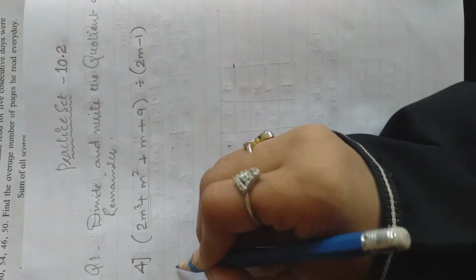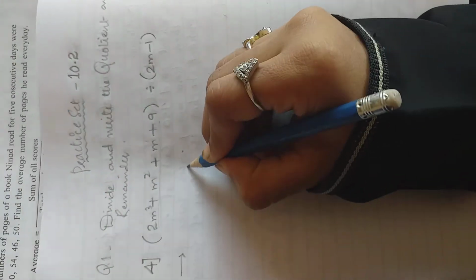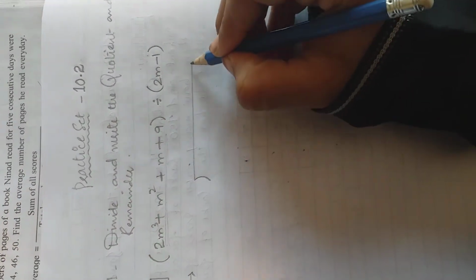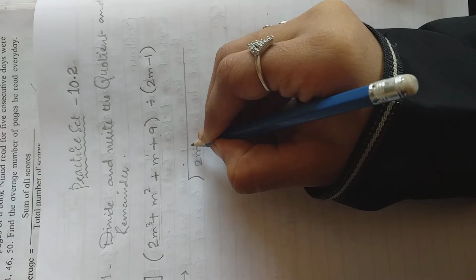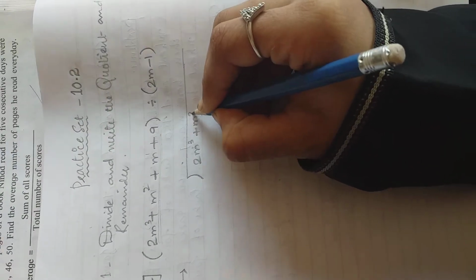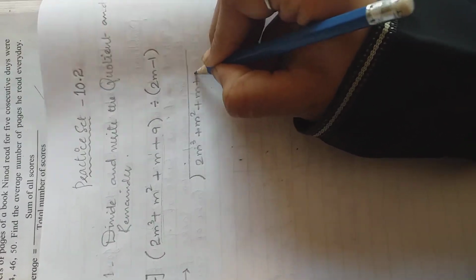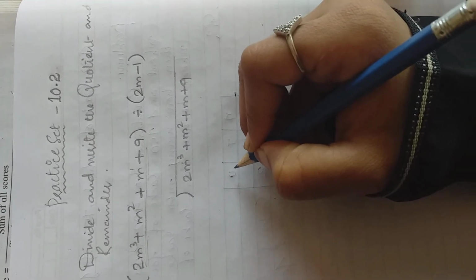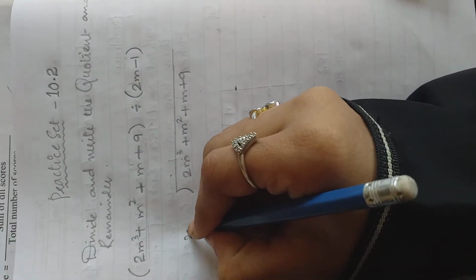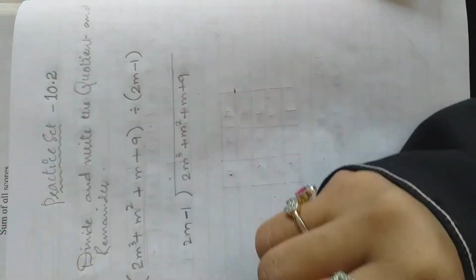So start to divide it. See the solution. Make a division symbol. Write 2m cube plus m square plus m plus 9. It will be your dividend, and 2m minus 1, it will be your divisor.